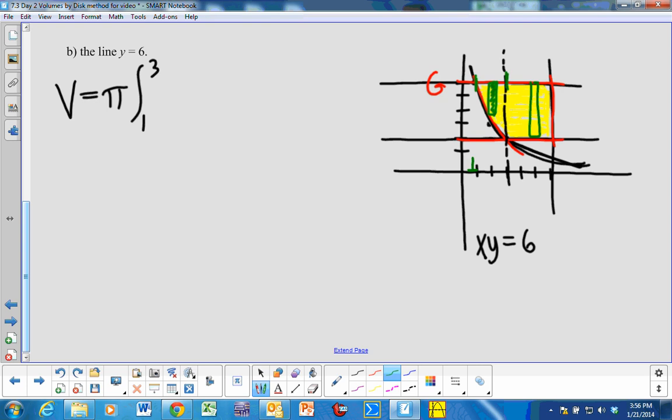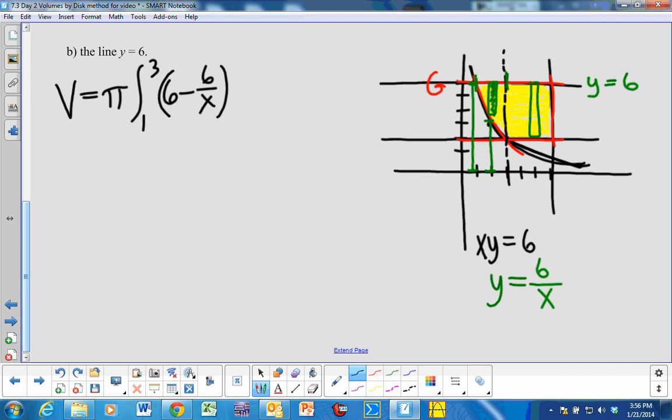The distance to go from here to here, which gets me to the top of a rectangle, is 6. Because remember, this was the line y equals 6. To get to the bottom of the rectangle is going to be the function value. So you're going to end up again with 6 minus the function. Only this time I need it to say y equals. So it'll be y equals 6 over x. So here you're going to have pi integral 1 to 3 radius, which is (6 minus 6 over x) squared dx. So you have pi r squared.